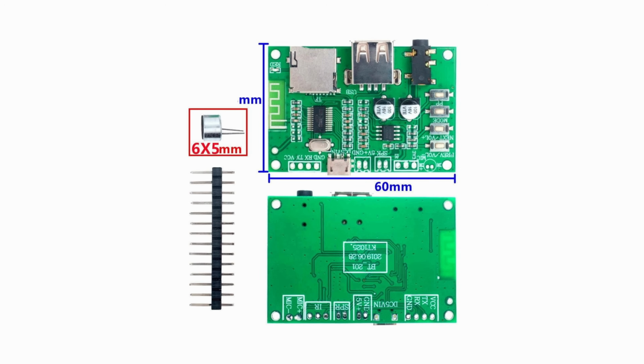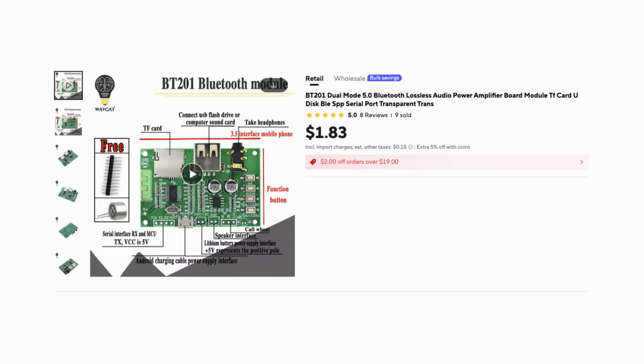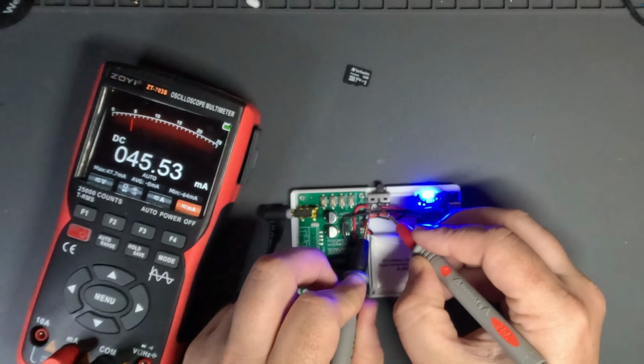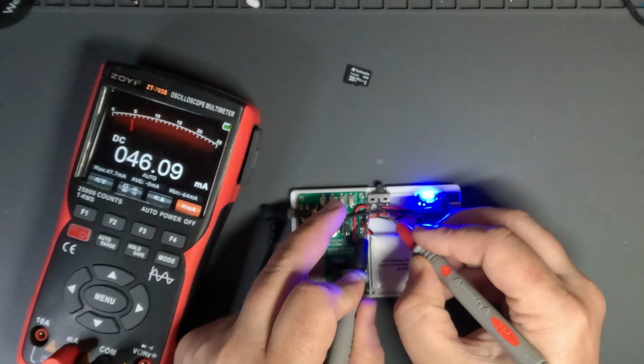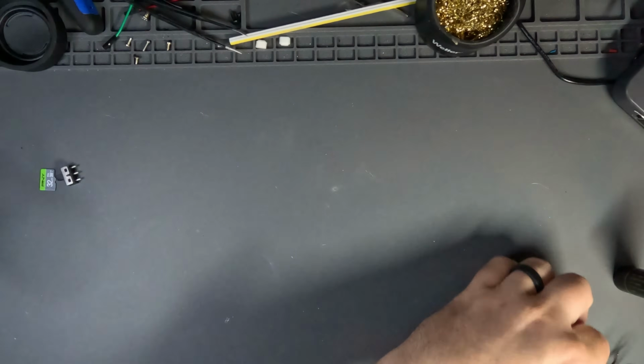I found this PCB called a BT201, and it plays MP3s off an SD card and has Bluetooth as well. And they're under $2 a piece. It supports many codecs and works no problem with a 32GB card. They also sip power at under 50 milliamps. Next, we need a battery.